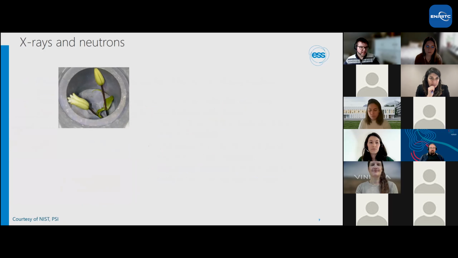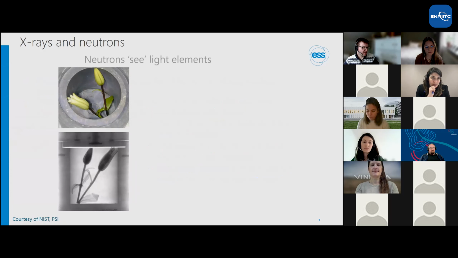As a result of this, neutrons can penetrate, for example, this thick lead container that you see here with some flowers inside. When you shine a neutron beam through it and take a radiograph, like you would go to a doctor and take an X-ray of your arm, for example, with neutrons, you can even reveal the flowers inside the thick lead container, because they contain a lot of hydrogen, which is actually the lightest element, and neutrons are very sensitive to that.